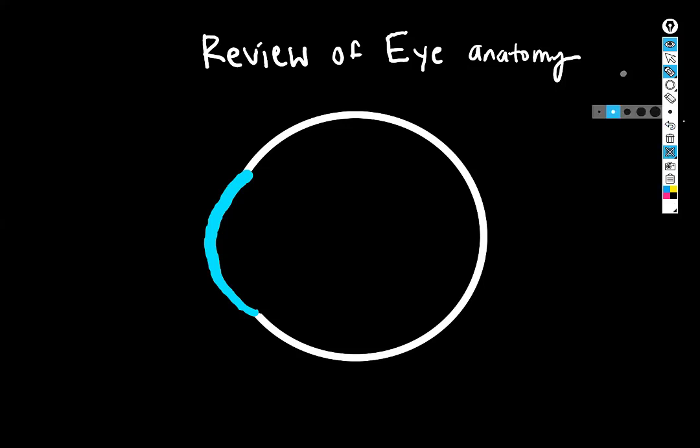So both of these layers are made out of fibrous connective tissue. It's just that the sclera is not transparent. The cornea is transparent. So this is called the fibrous tunic of the eye. It's also sometimes called the uvea, which means grape. It's the connective tissue structure that gives your eyeball its shape.